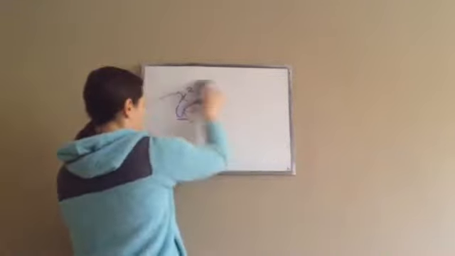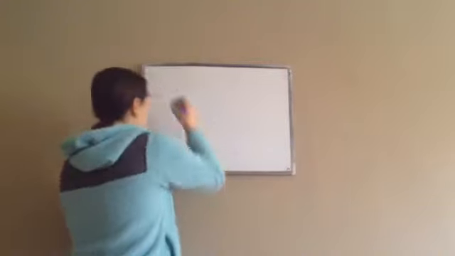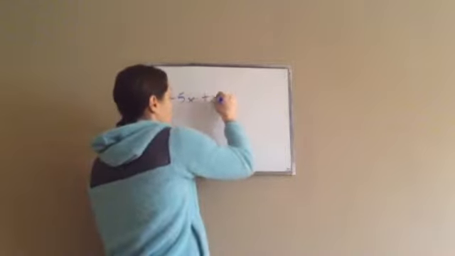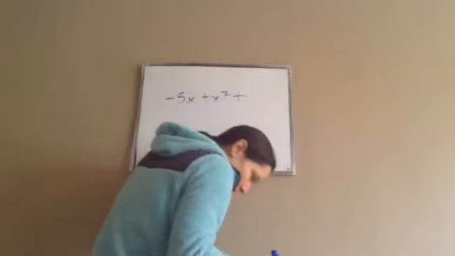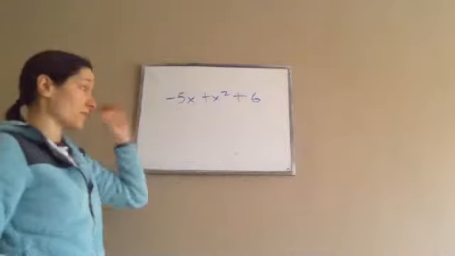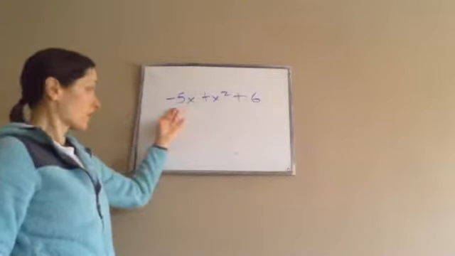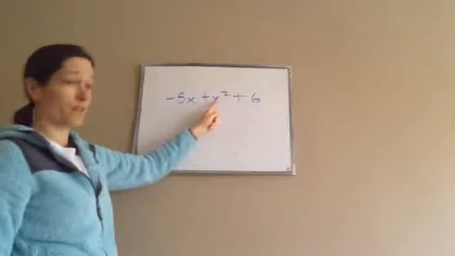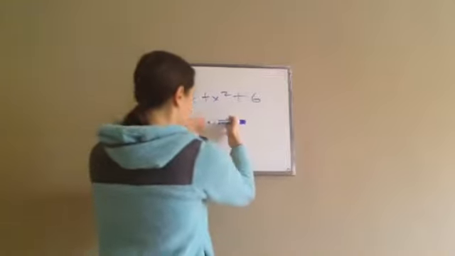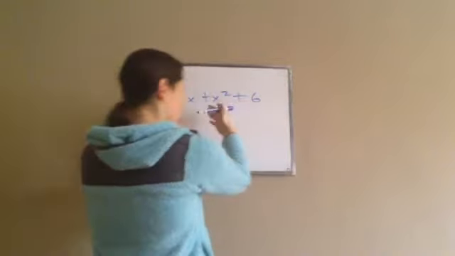Okay, now really pay attention to this next one because it changes it up just a tad. Negative 5x plus x squared plus 6. Okay, what do you think would be the easiest thing to do here? You're definitely going to have to put it in the form that we had originally. You always want to have x squared, x, and then the number. Just swap the x so you can just swap it.